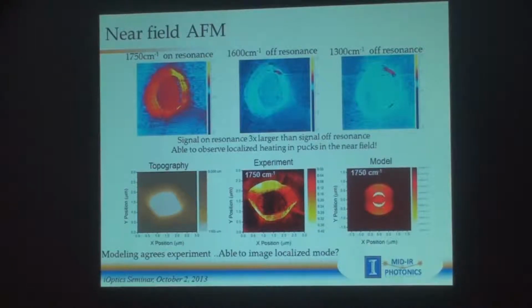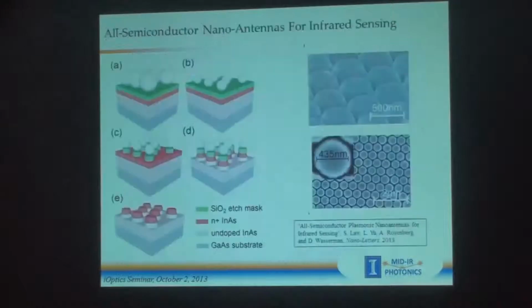So not only are we able to see the localized mode in the near field, we might actually be able to image the heating and therefore the optical mode in our structures. We wanted to go one step further. Again, I said that the point of this talk was to demonstrate how we can take things with micron scale or micrometer scale optical resonances and shrink them down into nanovolumes. So those structures I just showed you were micron size.